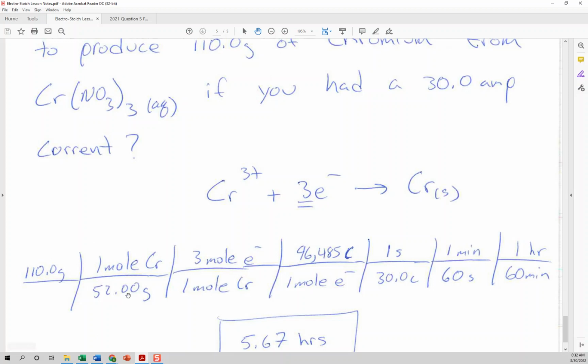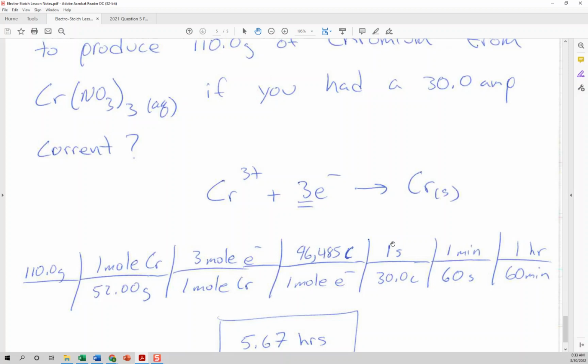So divide by the molar mass of chromium to get moles of chromium, times our mole ratio to get moles of electrons. Then moles of electrons times Faraday's constant will cancel out moles of electrons and give us coulombs. Coulombs divided by amps will give us seconds, right? Because it's 30 coulombs for every 1 second, or 1 second for every 30 coulombs. So coulombs divided by amps is going to give us our seconds.